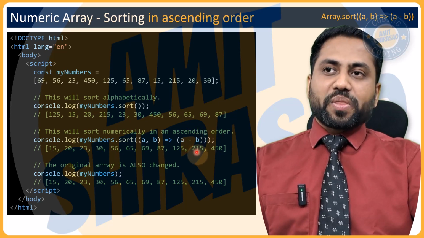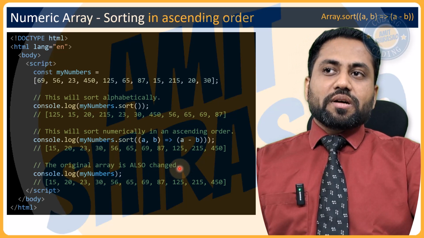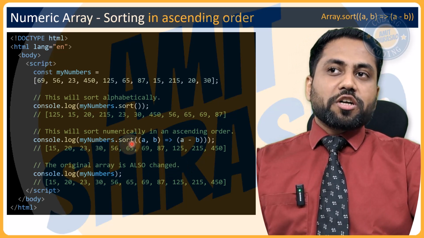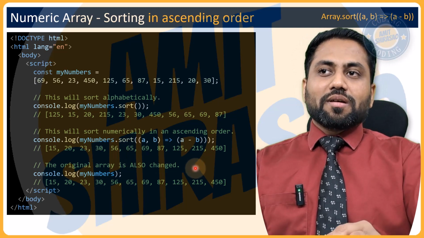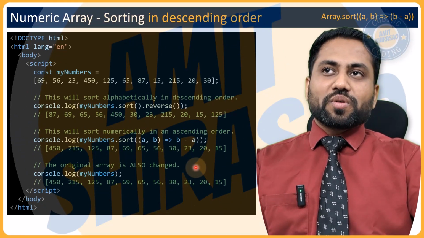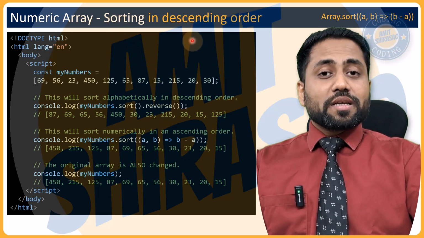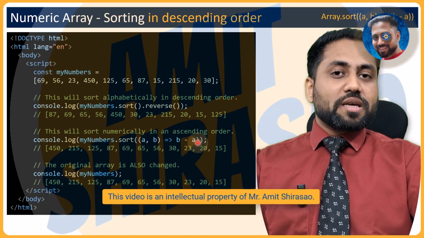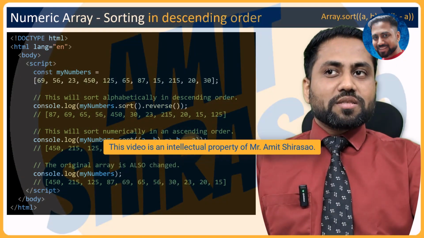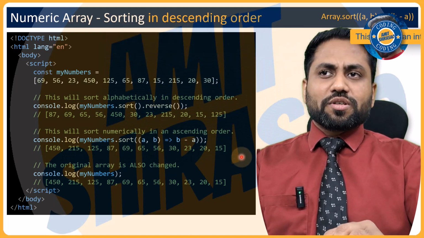It will sort it in numeric ascending order. Okay, the original array is also changed. Why? Because you used the sort method only. If you use toSorted, then the original array won't be changed. Now, how to sort in descending order? To sort in descending order, just say b minus a. Instead of saying a minus b, just say b minus a. So it will be sorted in descending numeric order.